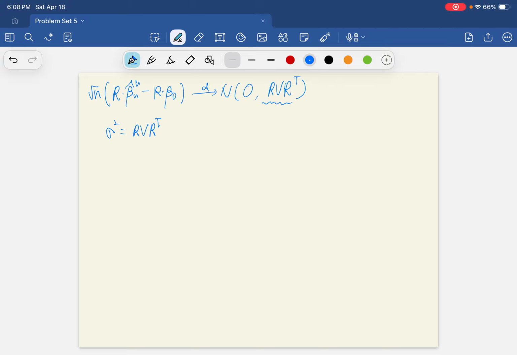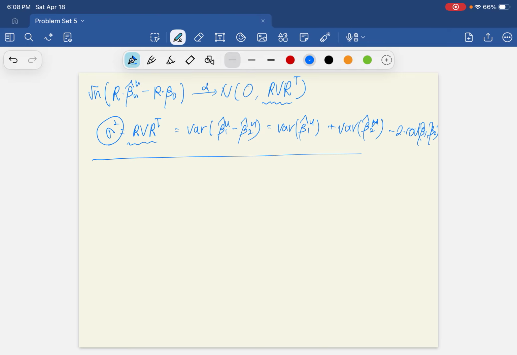And you can see that it is the variance of beta 1 minus beta 2, obviously. And then it is the variance of beta 1 hat plus the variance of beta 2 hat minus 2 times the covariance of beta 1 hat and beta 2 hat. So it is just an elegant way to calculate the variance form. Anyhow, I'm going to write that as sigma squared.